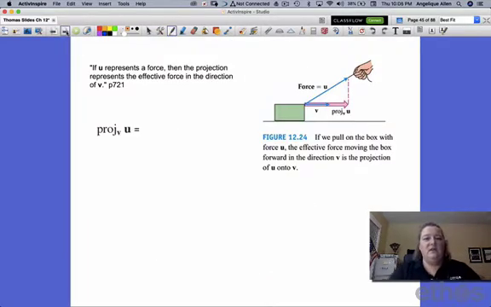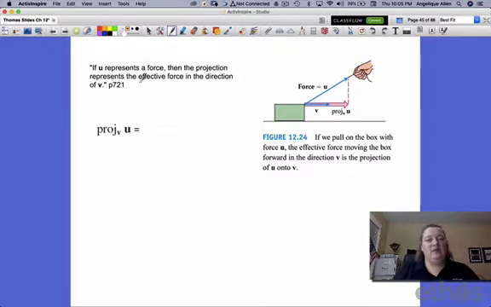All right, so let's look at the way they couch these problems when they're dealing with physics problems. So if U represents a force, and in this picture the force is the strength it takes to pull this box using a string here. All right, if U represents a force, then the projection here, this pink thick arrow, the projection represents the effective force in the direction of V.